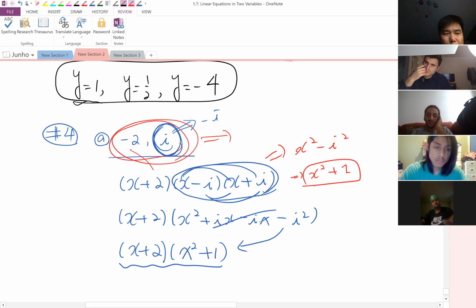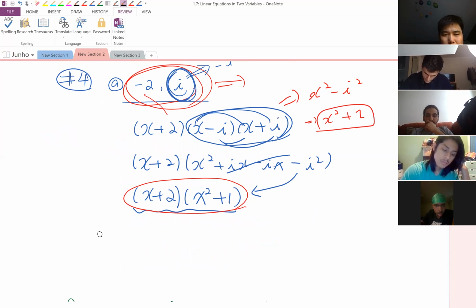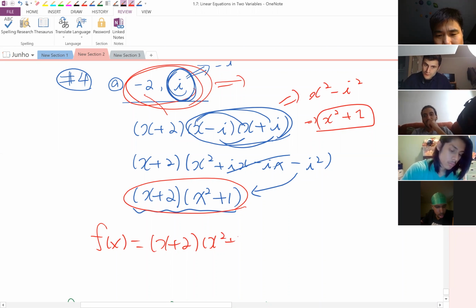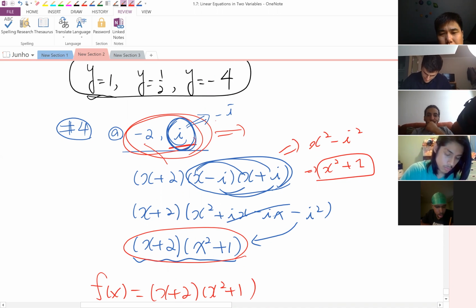So that's the answer for number 4A. Can you explain that again, please? Okay, so here, whenever we have a complex number or imaginary number like that, its conjugate or opposite becomes another factor automatically.